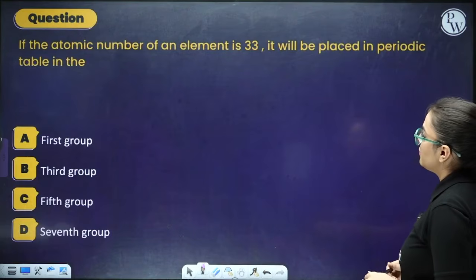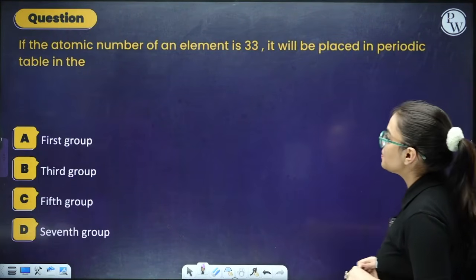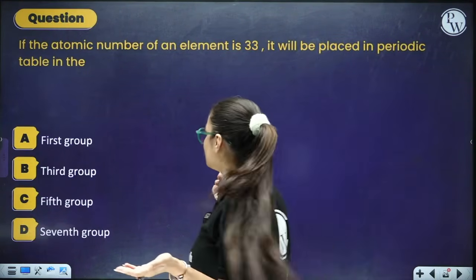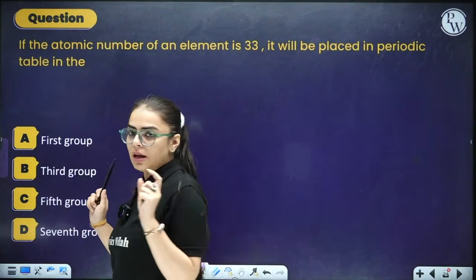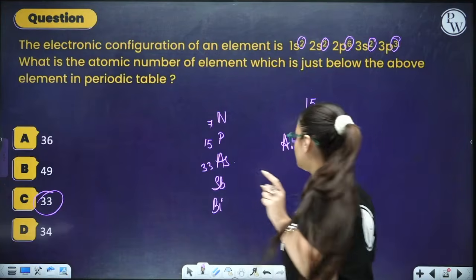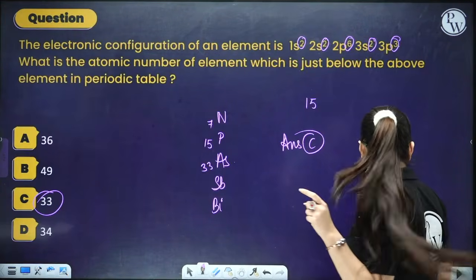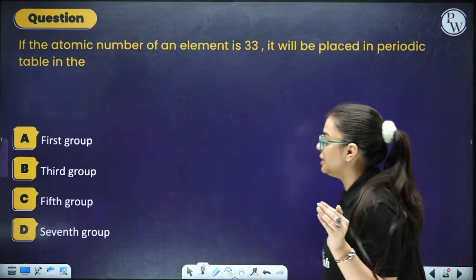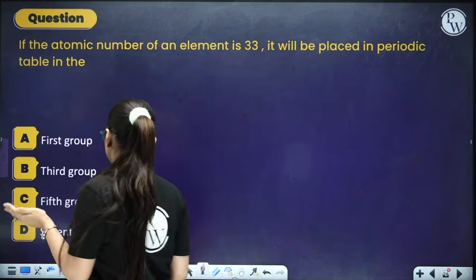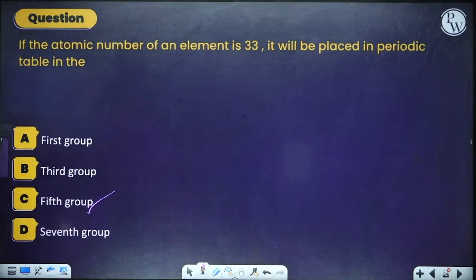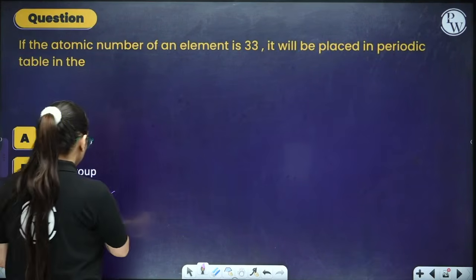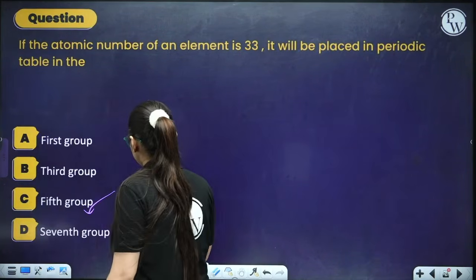If the atomic number of an element is 33, it will be placed in the periodic table in what? Now we have seen that element 33 lies under the P block elements. It lies under group number 15, right? Group number 15 is basically the fifth group. So option C is the right answer. Clear, everyone? Fifth group or 15th group?